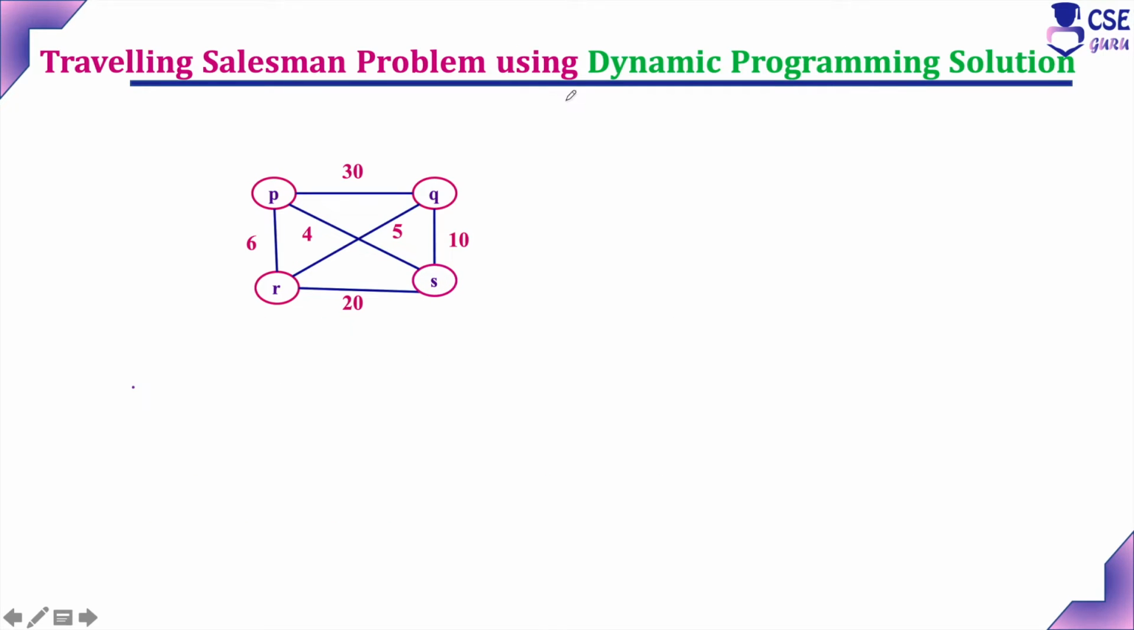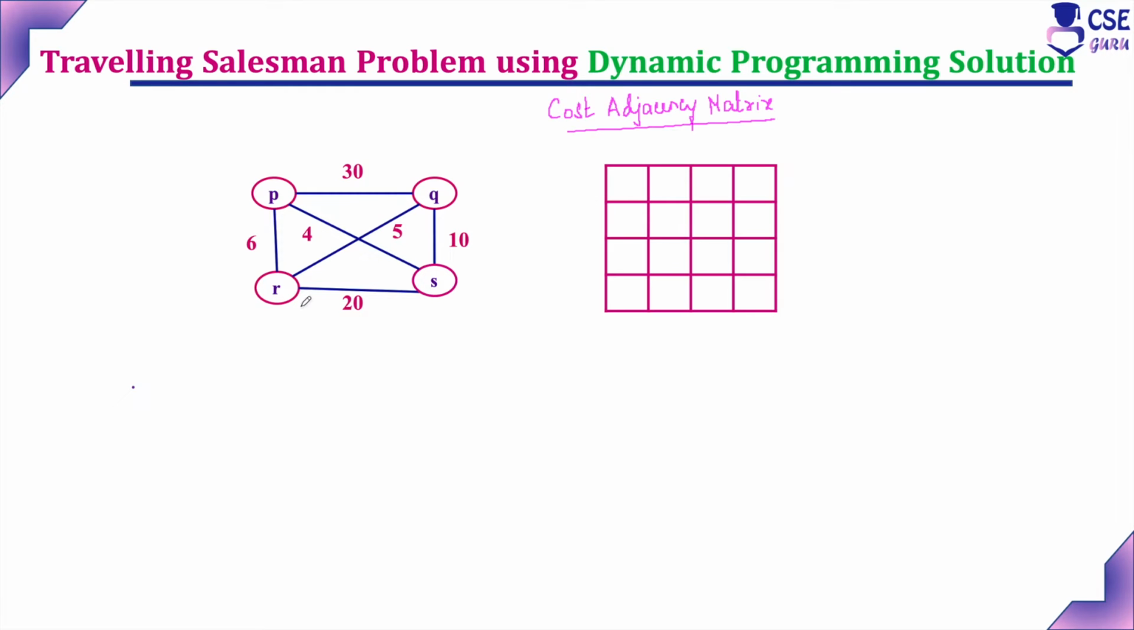So the first step is we need to find the cost adjacency matrix. Here, when considering the cost adjacency matrix, we always consider the starting vertex as 1 and the next vertices as 2, 3 and 4. Likewise, we will fill the cost adjacency matrix. So P will be considered as vertex 1, Q as 2, R as 3 and S as 4. 1 to 1, a vertex to itself, that cycle will always be 0.